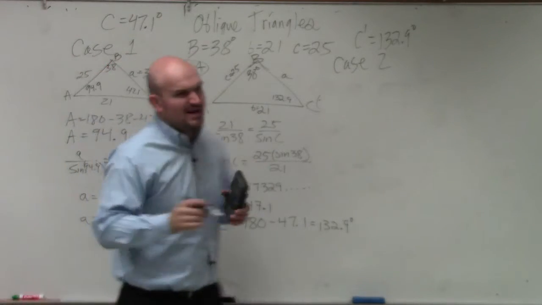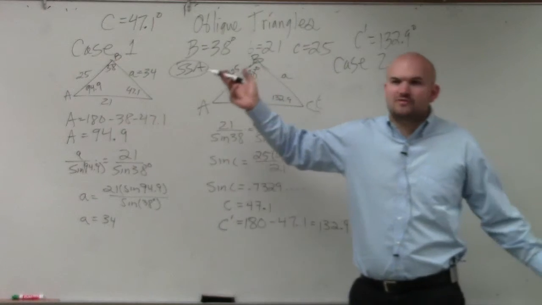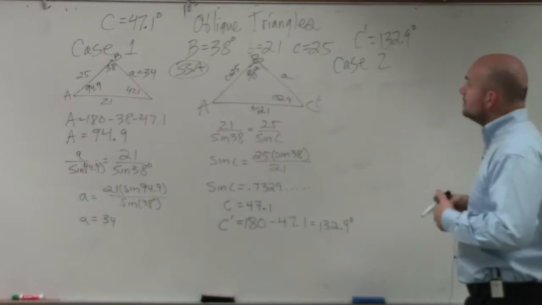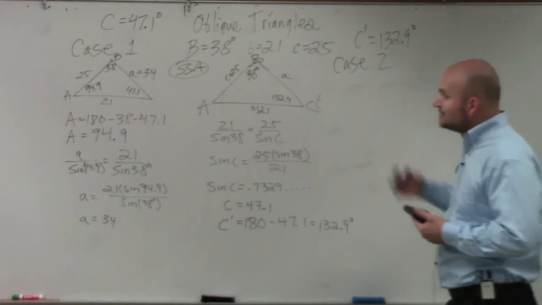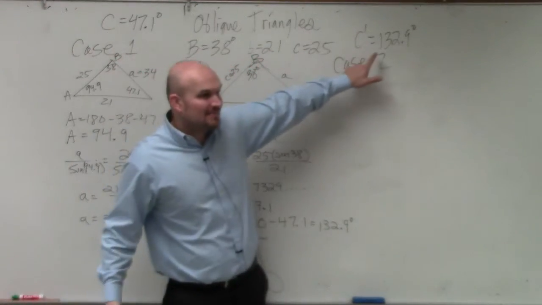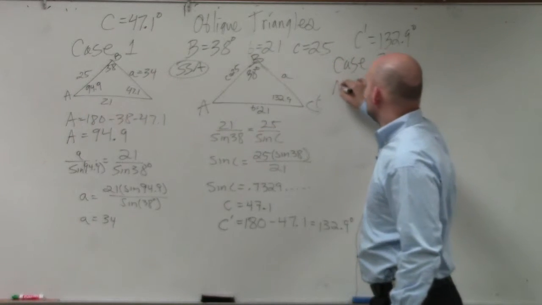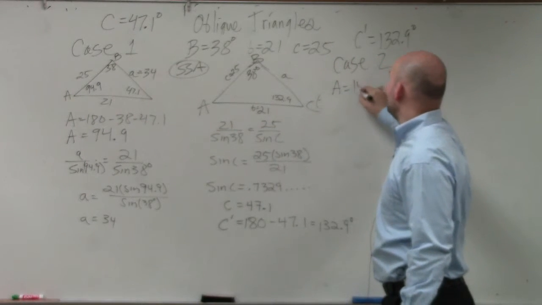Does that look correct, roughly? Does that look about right? It's not like 34,000, right? It's about good. All right, so now we get into case 2. Case 2, you're doing the exact same thing, but now we're using C prime. So you're going to do the exact same thing. We still need to figure out A.